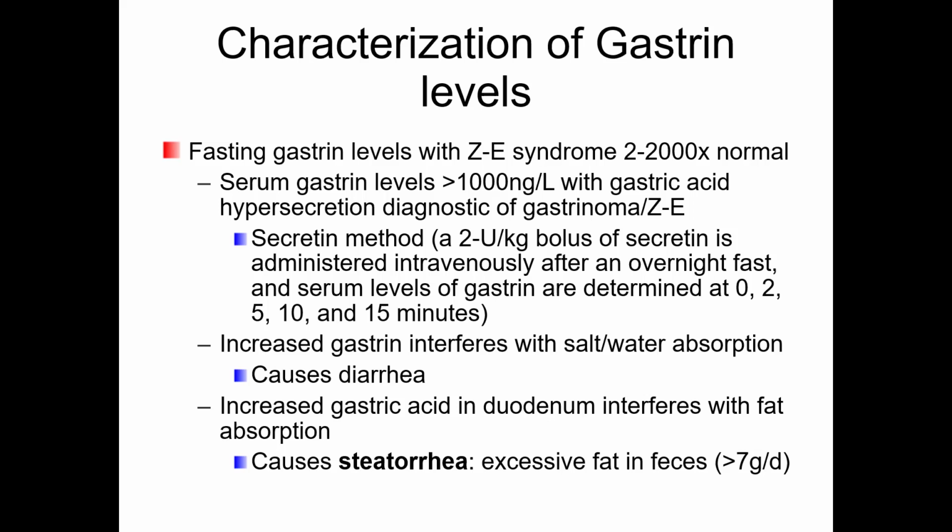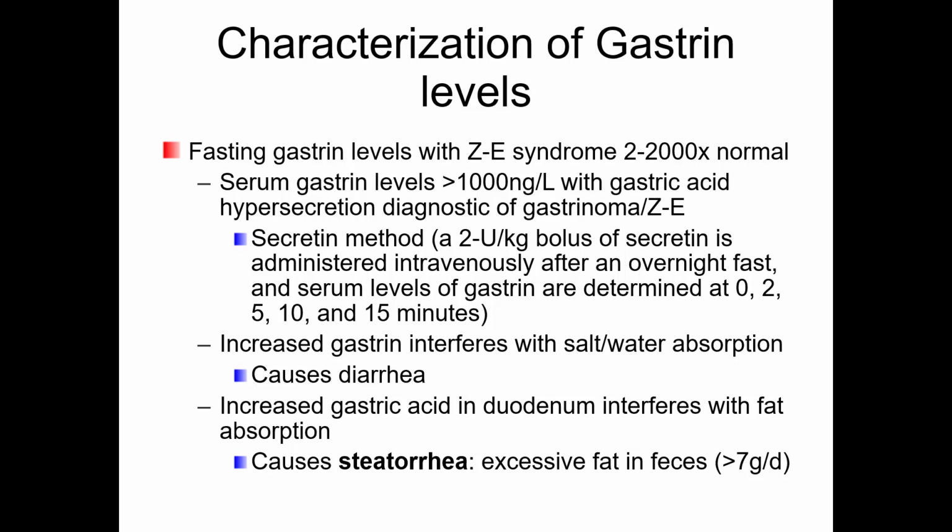Characterization of gastrin levels. So fasting gastrin levels, gastrin being measured as a diagnostic tool for evaluating ZE syndrome. Fasting gastrin levels with ZE syndrome are between 2 to 2,000 times normal. Serum gastrin levels greater than 1,000 nanograms per liter with gastric acid hypersecretion are diagnostic of gastrinoma and ZE.